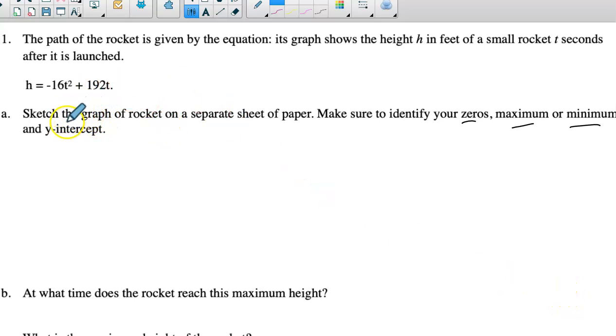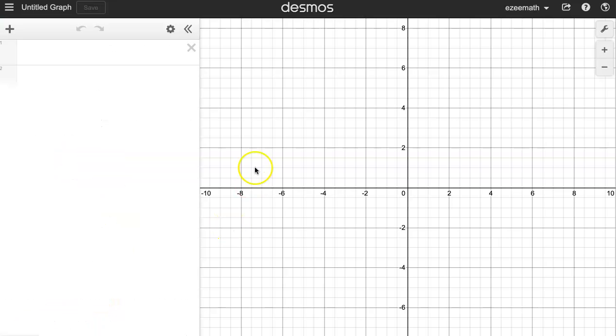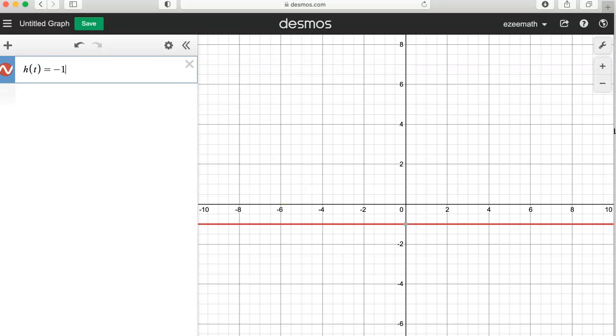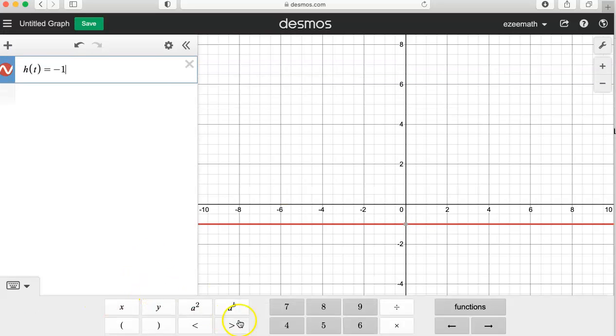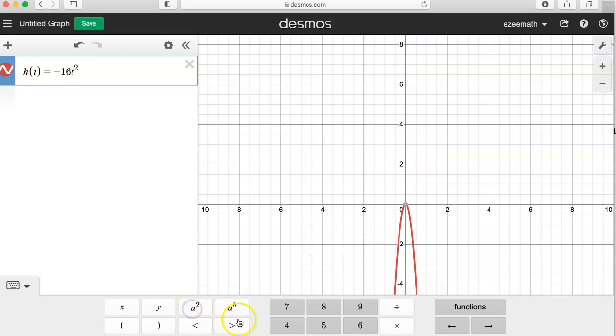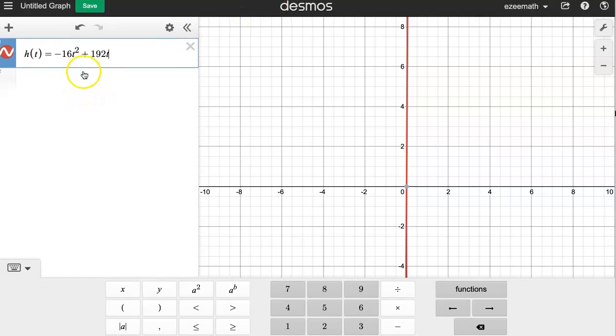In order to answer that, I'll just show you using this Desmos graphing calculator. Here we have this Desmos online graphing calculator, and I'll go ahead and type in my h of t is equal to negative 16t squared plus 192t. So this is the function you got: h of t is equal to negative 16t squared plus 192t.